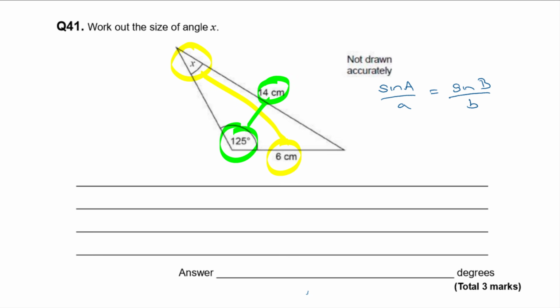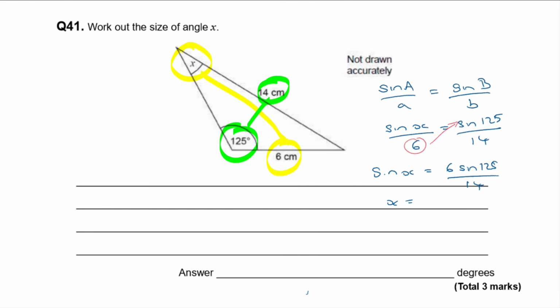And then subbing in for our particular problem here, that means sine x over the thing that's opposite x, which is 6, and that's going to be equal to sine the other one, sine 125 divided by the thing that's opposite 125, which is 14. Now I want to try and get x on its own, so I'm going to rearrange, aren't I? We're just going to cross multiply that 6 up there. So then sine x is equal to 6 sine 125 over 14.